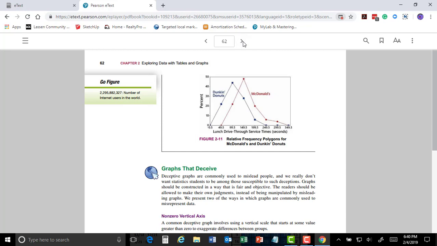Okay, there's Dunkin' Donuts and McDonald's. Why do you think Dunkin' Donuts is faster, especially in this range? Because I think it's pretty easy to pull out a donut and slap it down on a plate. And I guess it depends how many policemen.